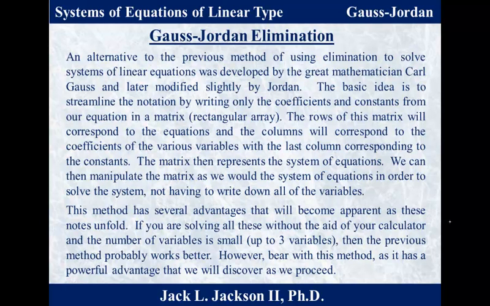So the basic idea is to streamline the notation by writing only the coefficients and constants down, and we keep track of the variables basically by keeping things lined up in a matrix, which is just a rectangular arrangement or a rectangular array of, in this case, numbers. The rows of this matrix will correspond to the equations. So for every equation that we have, we'll have a row to our matrix. And for every variable, we'll have a column of the coefficients that go with that variable. And then there'll be an extra column at the end that's a column for the constant terms. And then this matrix represents the system of equations.